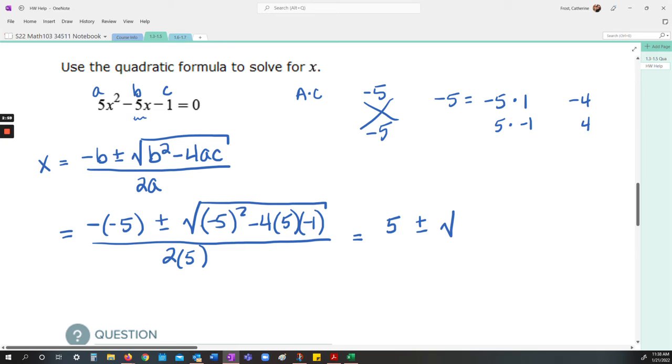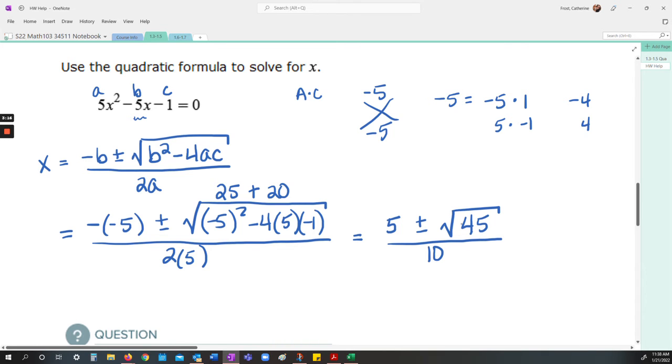So we're going to have, this is always going to be a positive because you're squaring that b. So 25, and then two negatives will make this plus 20. So I think we'll have 45 underneath our square root. And then all over 10.